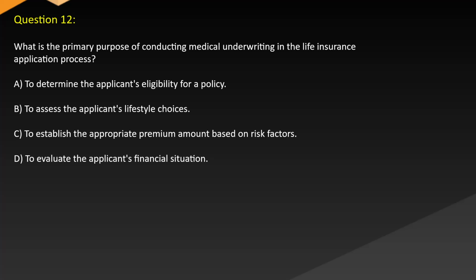Question 12. What is the primary purpose of conducting medical underwriting in the life insurance application process? A. To determine the applicant's eligibility for a policy. B. To assess the applicant's lifestyle choices. C. To establish the appropriate premium amount based on risk factors. D. To evaluate the applicant's financial situation.